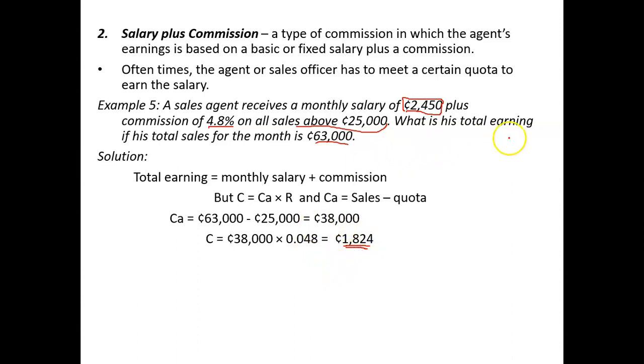But the question wants us to find the total earning, isn't it? So to get the total earning, we are going to substitute. Total earning will be equal to what? The monthly salary, which was 2,450, plus the commission, which is 1,824. So that gives you what? 4,274 cedis, isn't it? I hope you are with me.